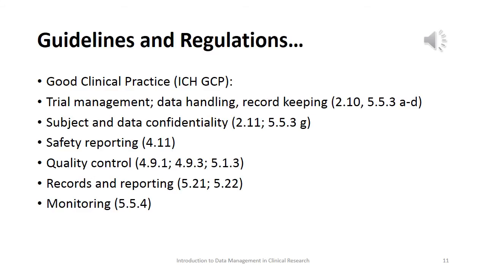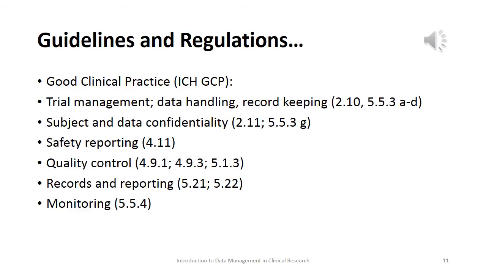So I've listed a few of them here: trial management, data handling and record keeping. You can see the sections that they apply to. We also have subject and data confidentiality. There's certain patient data that we do not collect during the course of a trial and don't become part of the casebook. That's in section 2.11 and then section 5.5.3 of the ICH Good Clinical Practice E6 guideline. You can quickly Google these and you can find the guidelines online.